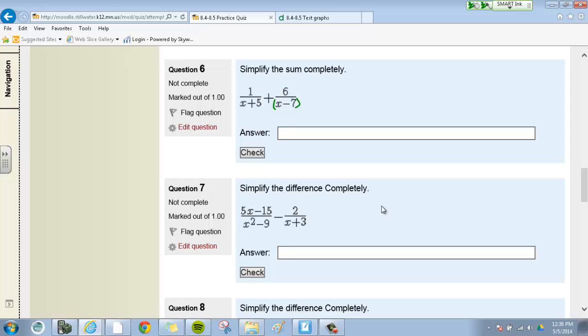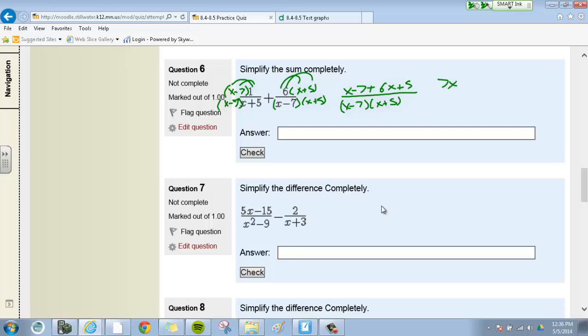Okay. Now we got this next problem here. We're going to add these two, find the sum of them. To find the sum of them, we need to still get a common denominator, so I'm going to multiply this top by x plus 5 and the bottom by x plus 5. And this one I'm going to multiply by x minus 7 and the bottom by x minus 7. So with that in mind, now I got my common denominator. We'll put that right here: x minus 7, x plus 5, and then on top I got x minus 7 plus 6x plus 5.